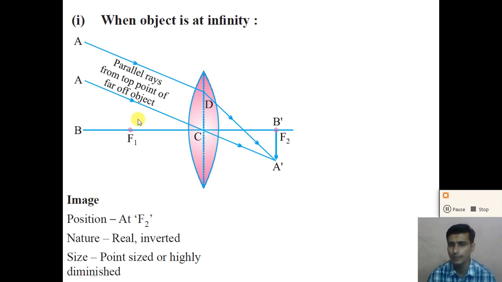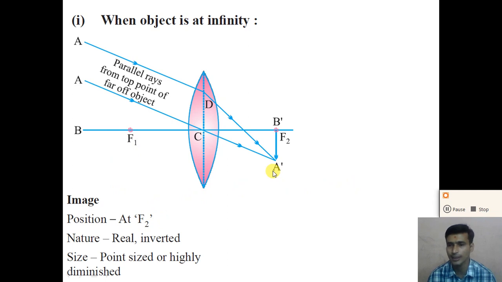So what is the position of the image? When the object is at infinite distance, the image will be produced at the second principal focus F2. At F2, that means the second principal focus on the other side of the lens. So the position of the image is at the second principal focus F2.